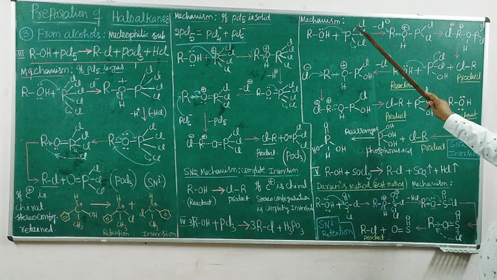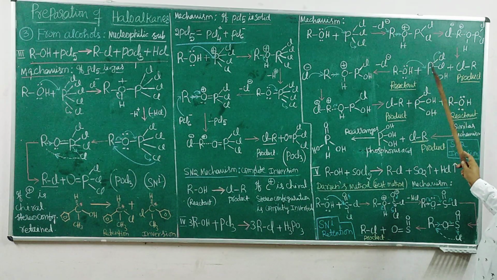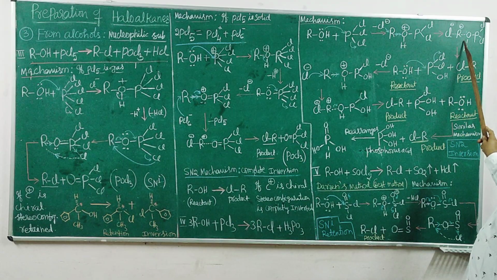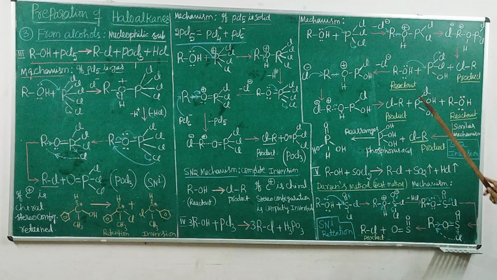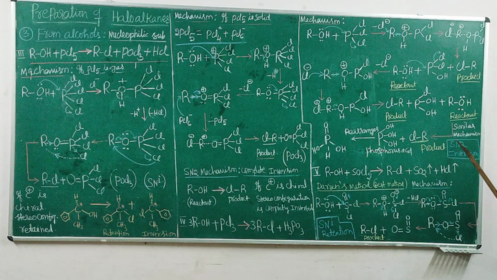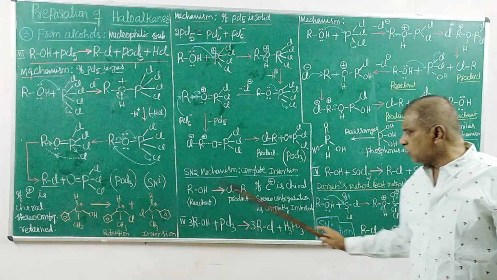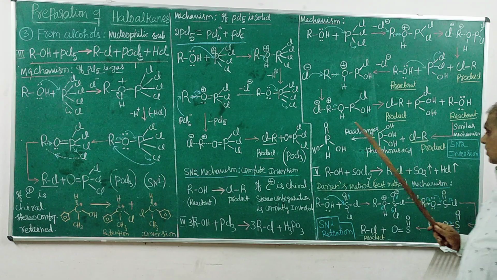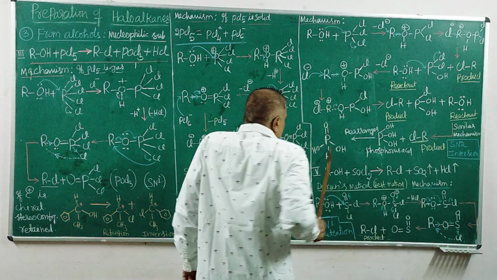SN2 mechanism. Here also, SN2. Every step of the reaction is SN2. There are 3 steps of reaction to get 3 molecules. All steps are SN2 mechanism. So the action of PCl3 on the alcohol is SN2 mechanism. Next is the last reaction, number 5.